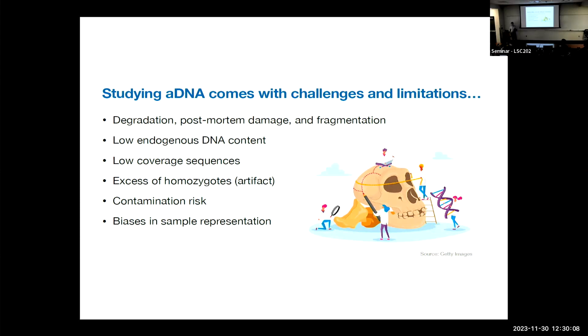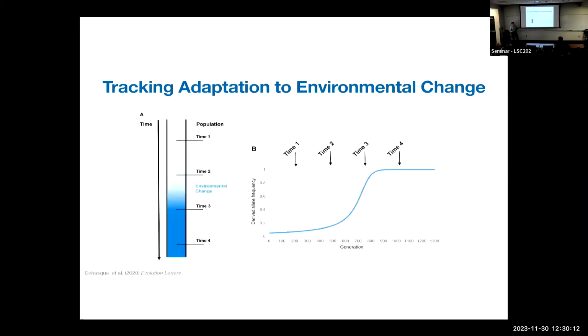I think those things hinder our ability to do something like this, because at most we have one individual here, one here. So we know if the allele is there or not. We know if the allele is there, but we don't have a good sense of the allele frequency, right?